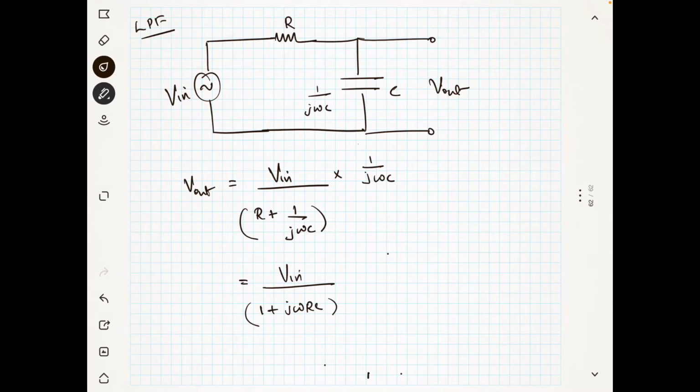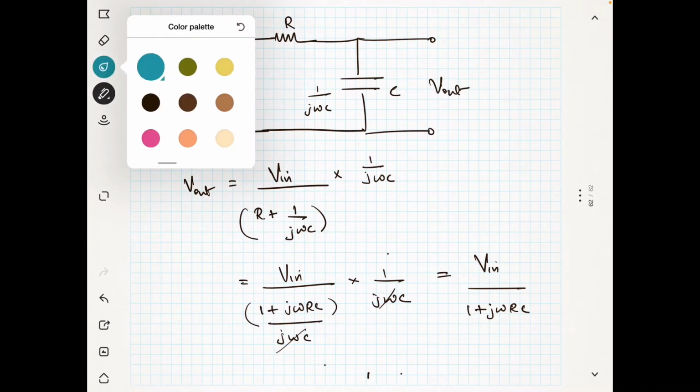Am I correct? Because the other things will cancel. I will write the whole step, 1 by j omega c divided by R plus 1 by j omega c. So you know that this will cancel, so this becomes V in divided by 1 plus j omega RC. Now you see here that I am using the S domain calculation.